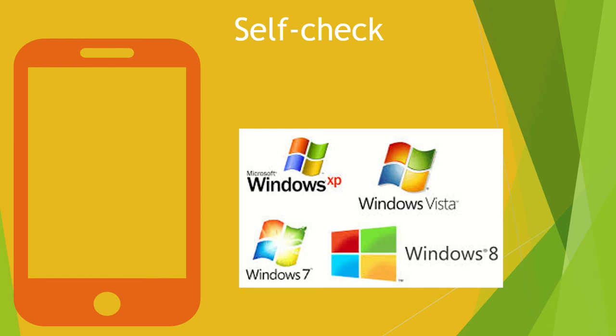Okay, next. We have here different logos. Windows XP, Windows 8, Windows Vista. What element of the computer is this? Is it hardware, software, or peopleware? Let's see. Okay, good. These are examples of software.